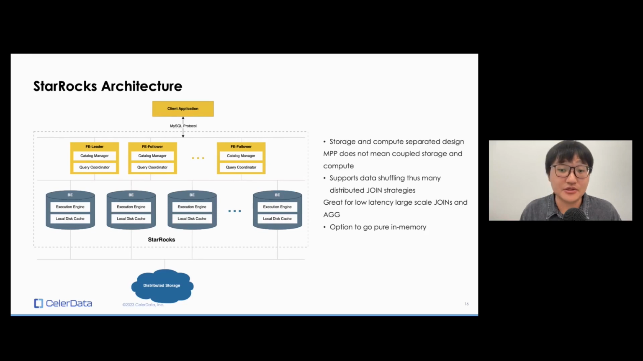And B is the execution engine, and it can be used as a cache, or it can be used as a storage engine, right? And it does all of the heavy lifting, right? And the first thing about StarRocks is MPP.